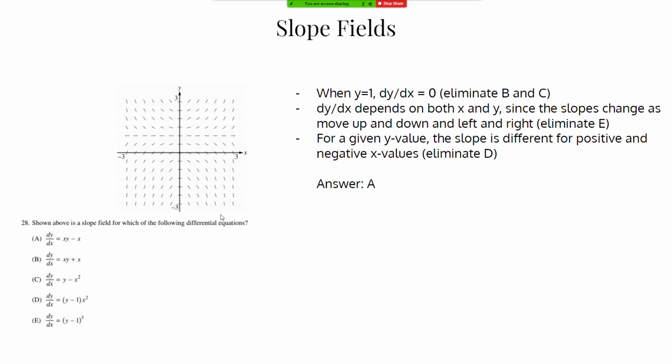And then you could see that for a given y value, so let's just say y equals 2 right here, the slope is negative when x is negative, and the slope is positive when x is positive. So it can't be d, because x squared means that for a given y value, as x changes, the slope will always be positive. So the answer should be A.